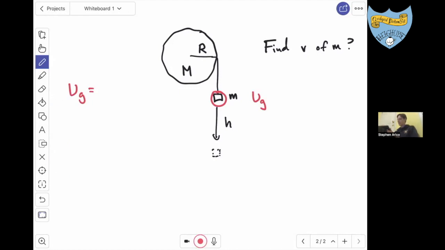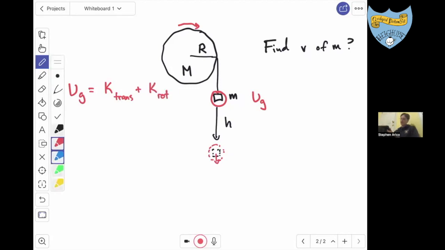At the end, after it has fallen some distance, and now we're looking at this moment, the gravitational potential energy that we started with has now gone into two forms. One of them is the translational kinetic energy of the little weight. And the other form is the rotational kinetic energy of the pulley. All right, let's plug in formulas for these things.